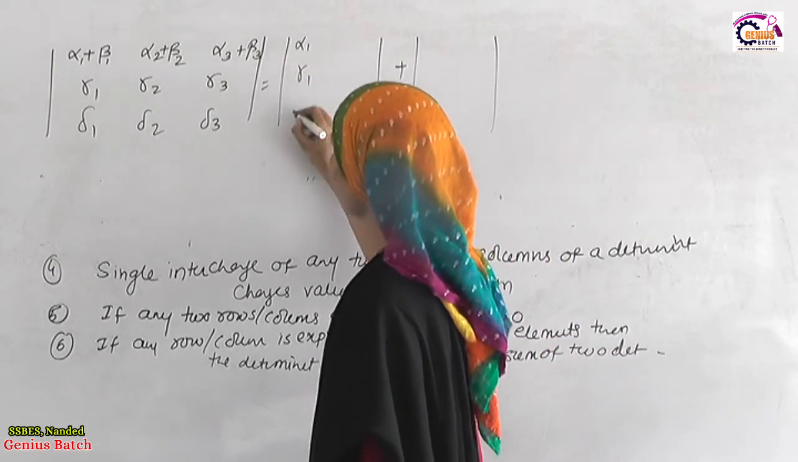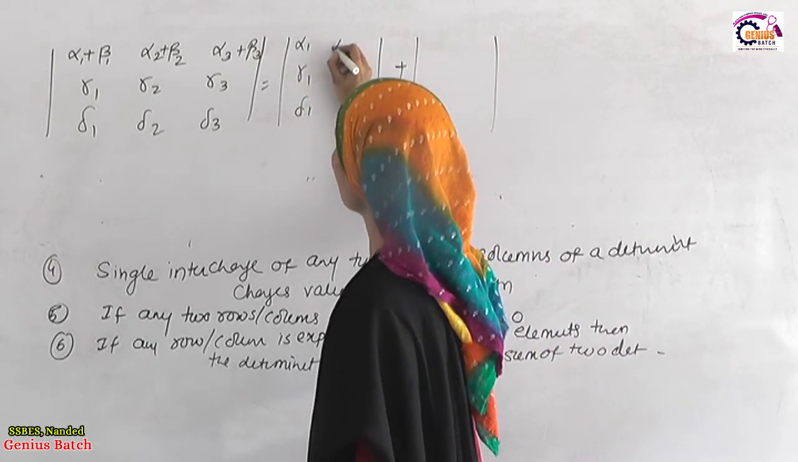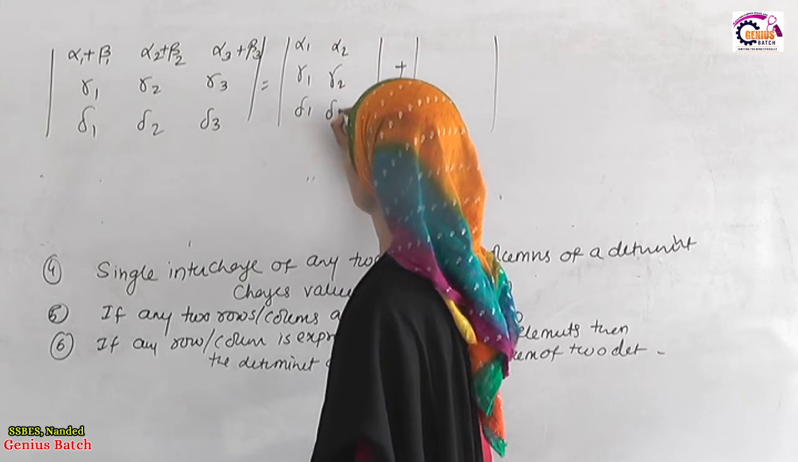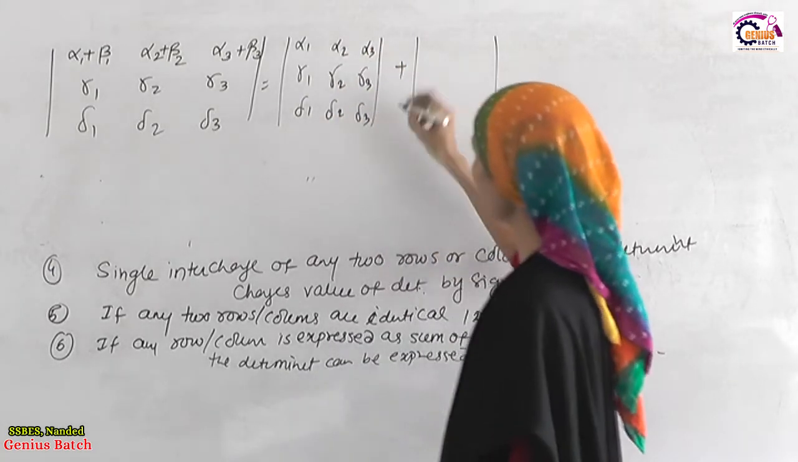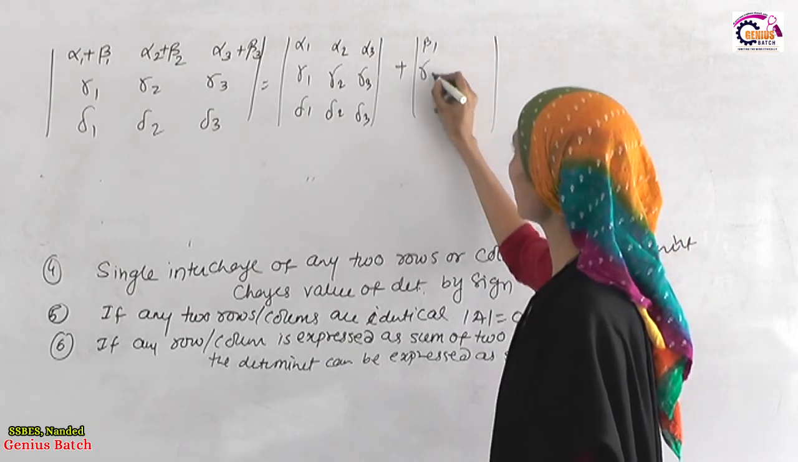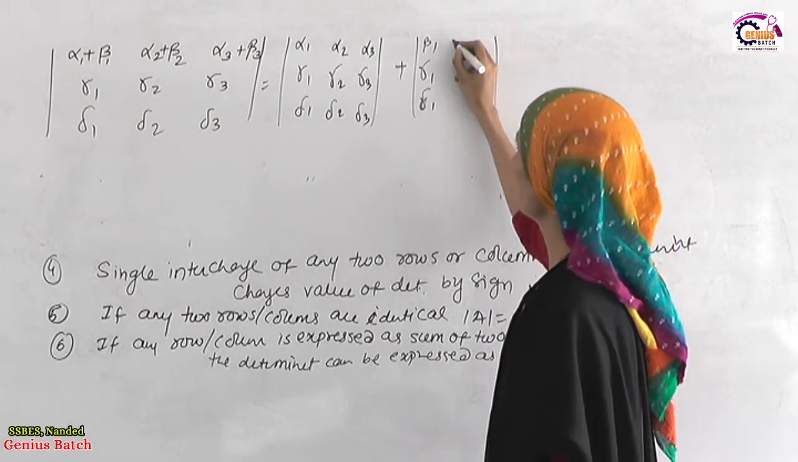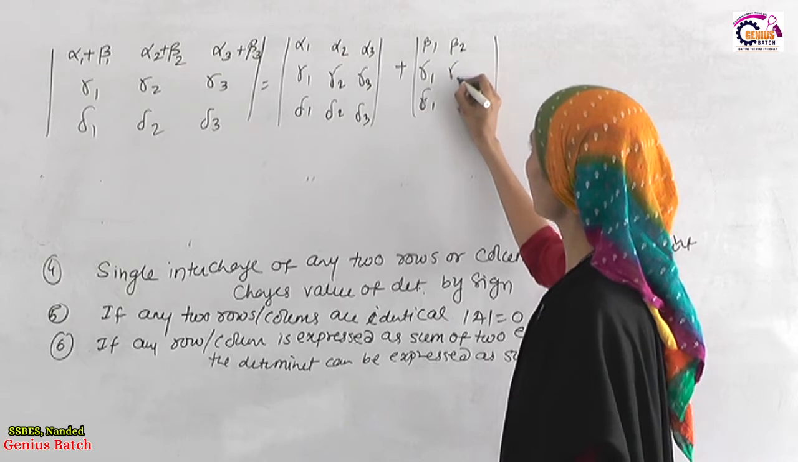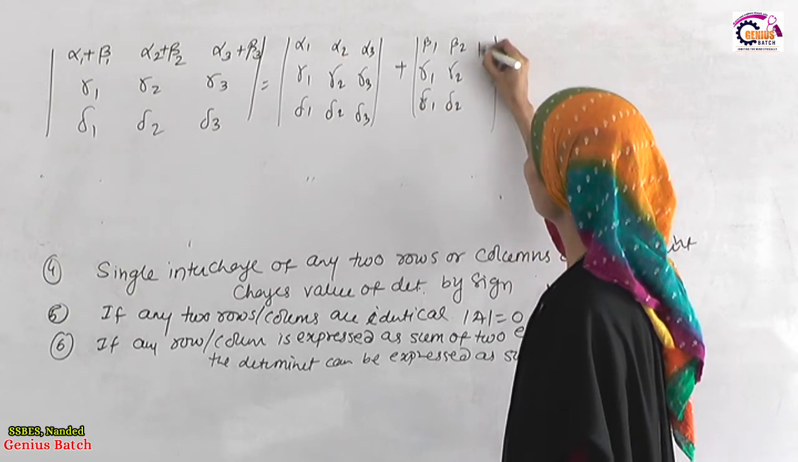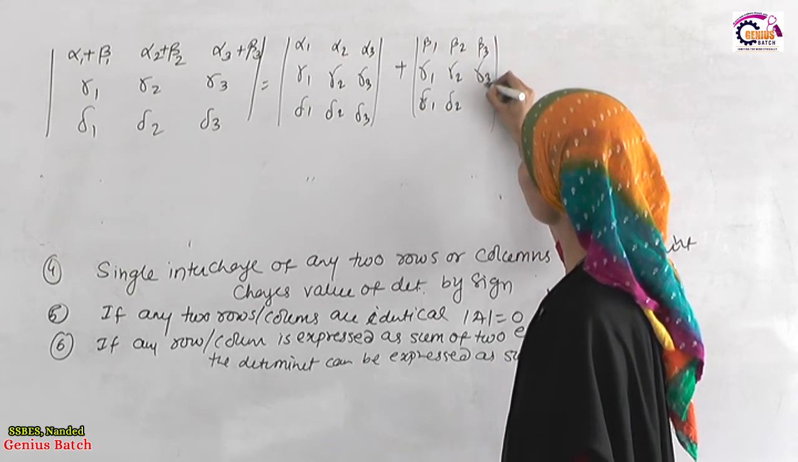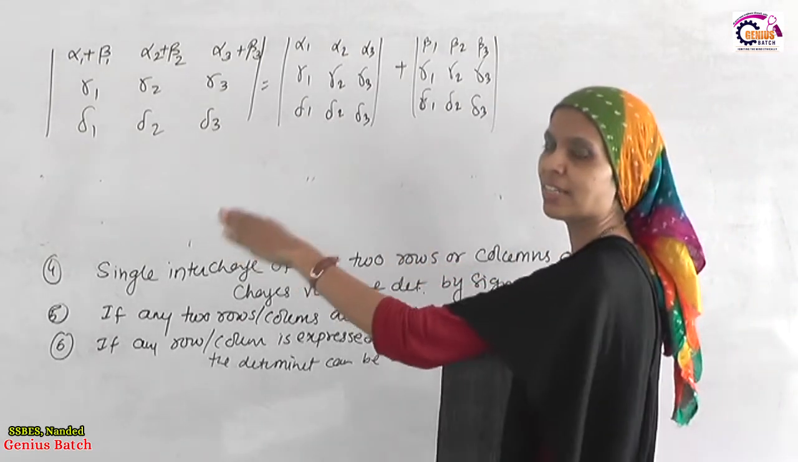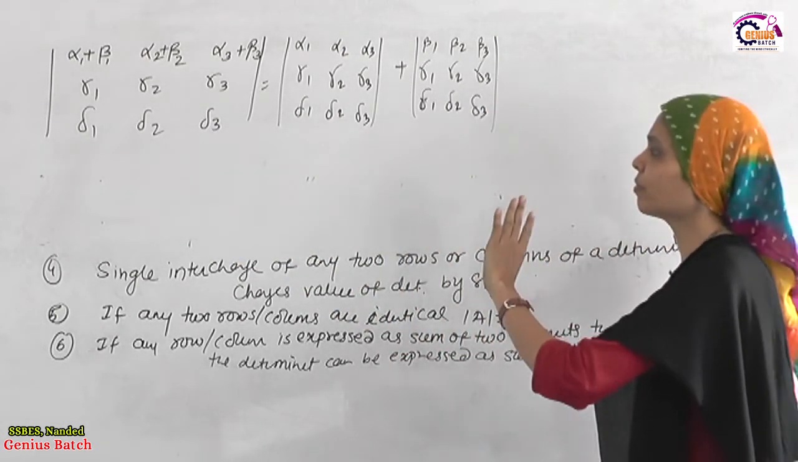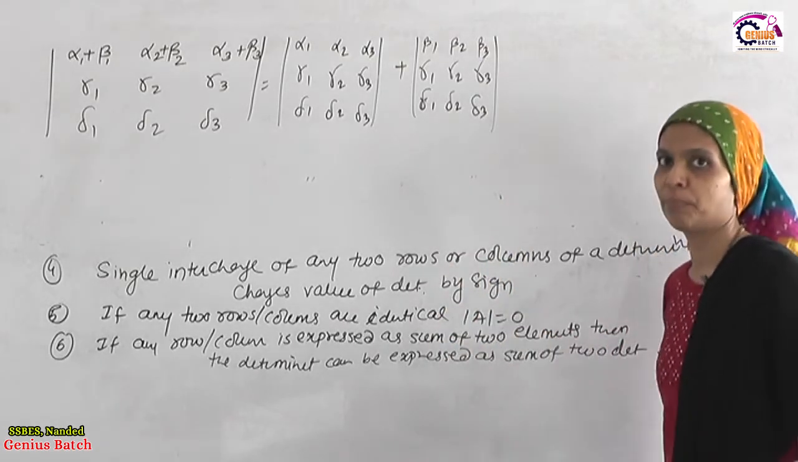Alpha 1 gamma 1 delta 1, alpha 2 gamma 2 delta 2, and alpha 3 gamma 3 delta 3, plus beta 1 gamma 1 delta 1, beta 2 gamma 2 delta 2, beta 3 gamma 3 delta 3. So if you solve the left hand side and right hand side, you will see that they are the same.